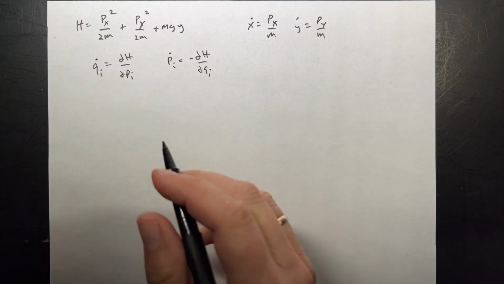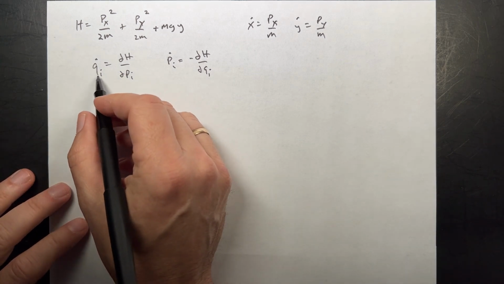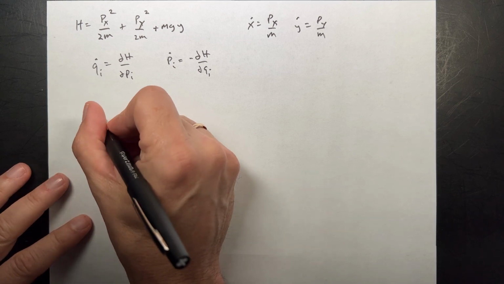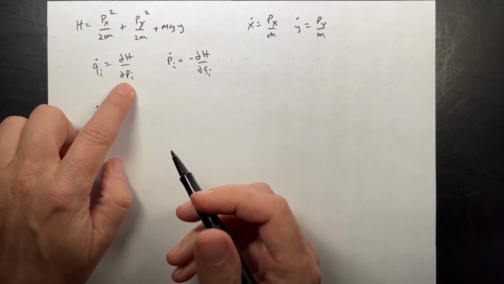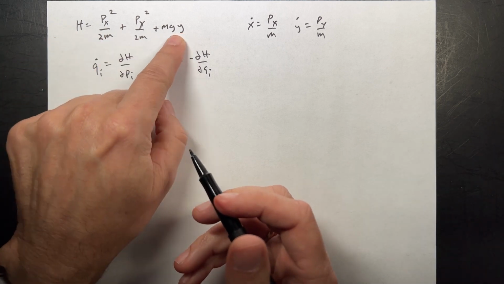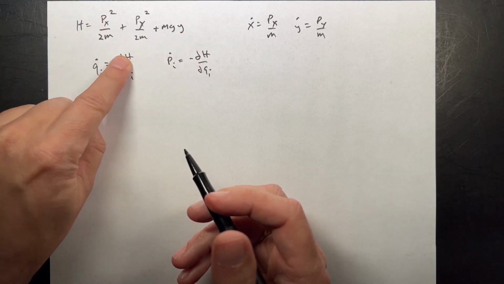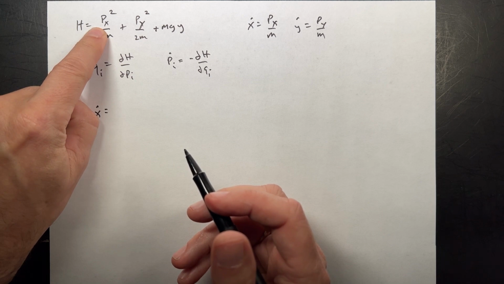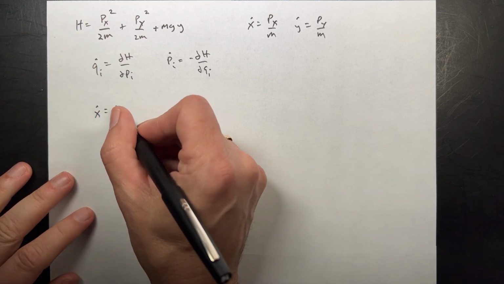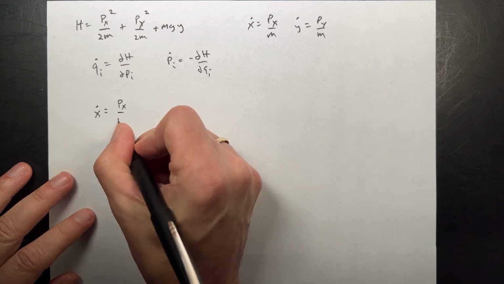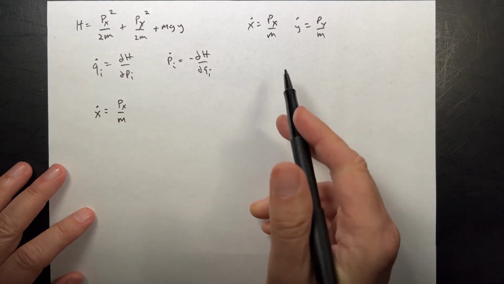So let's do the x's first. This says q_i in the x direction is just going to be x. x dot is equal to the partial of H with respect to p_x. If I take the partial with respect to p_x, the only place p_x appears is right here, so the 2 comes down and I get p_x over m. And again, that seems dumb, because I just said that.